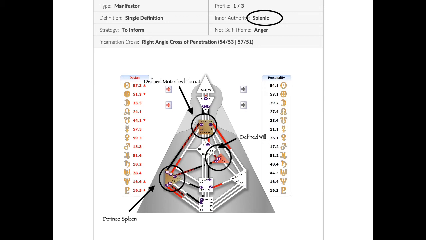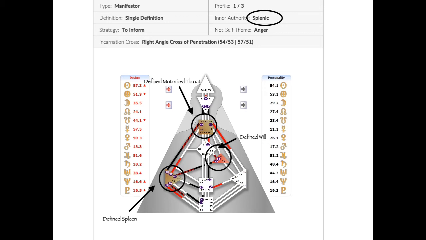If we look at his throat, we know that he has a motorized and defined throat because he's a manifester. A motorized throat is somebody who can be heard easily. They can initiate conversations. So because of that, he never would have needed to wait to be acknowledged before he spoke. He could just say what he wanted to say, without needing any kind of invitation into conversation. So he had the ability to speak whenever he wanted, to initiate conversations, and to be heard in the way he wanted to be heard.